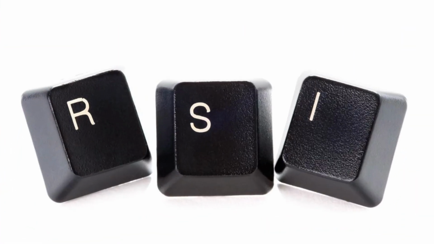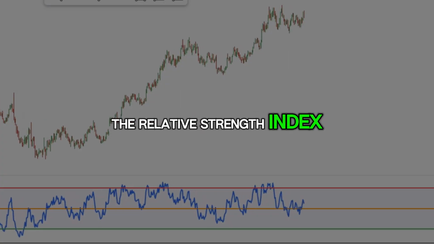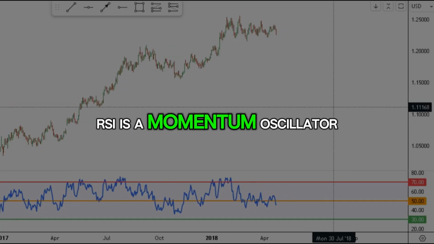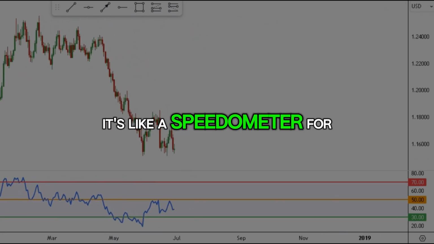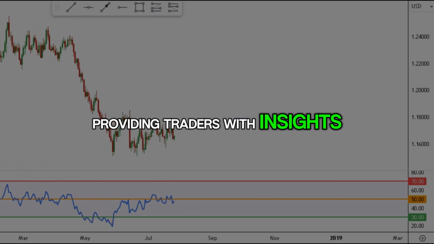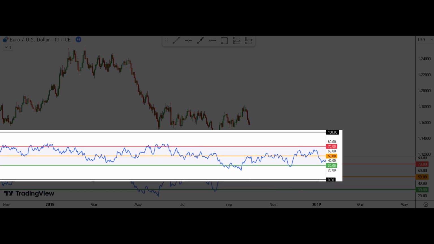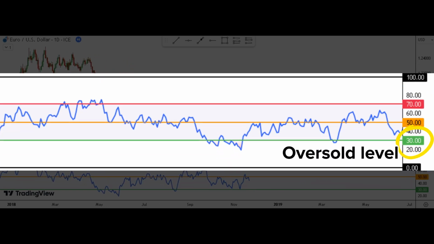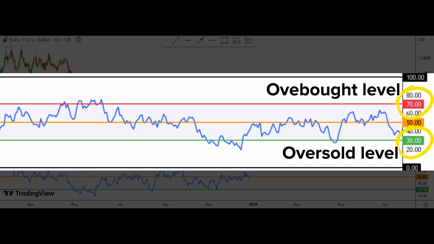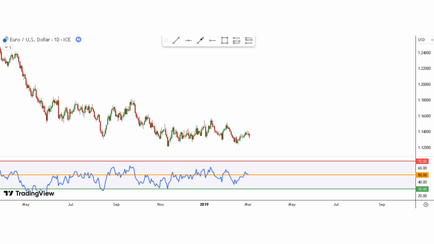So let's now explain, what exactly is the RSI, and how can we use it in order to make profitable trading decisions? The Relative Strength Index, RSI, is a momentum oscillator that measures the speed and change of price movements. It's like a speedometer for price action, providing traders with insights into overbought and oversold conditions. The RSI oscillates between 0 and 100, with readings below 30 indicating oversold conditions, and readings above 70 signaling overbought conditions. It's important to note that the RSI can behave differently in trending and ranging markets.